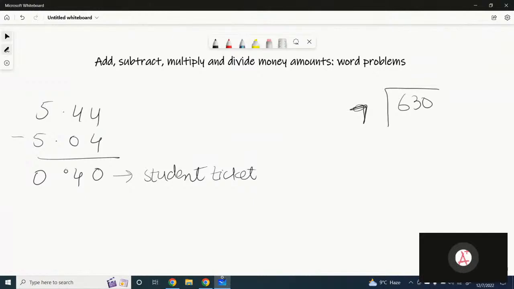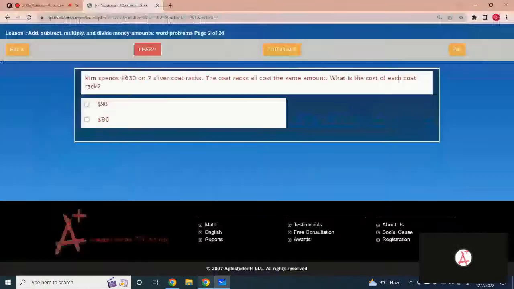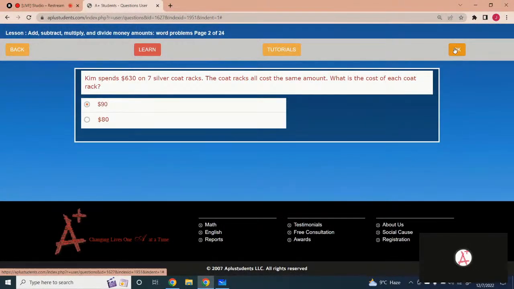Whenever you are given the cost of more than one thing and you have to find the cost of one thing, divide the given value by the number of items given. Got it? It would be 7 times 9 is 63 and 7 times 0 is 0. Got it? So it would be $90. Very good. Just select the correct option, then click on the OK button.